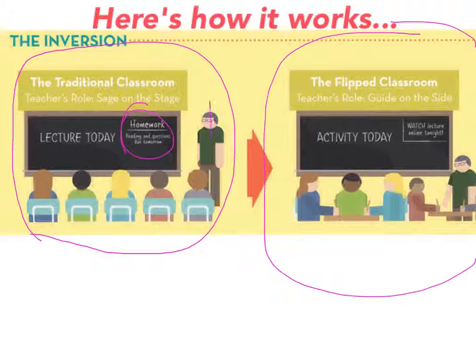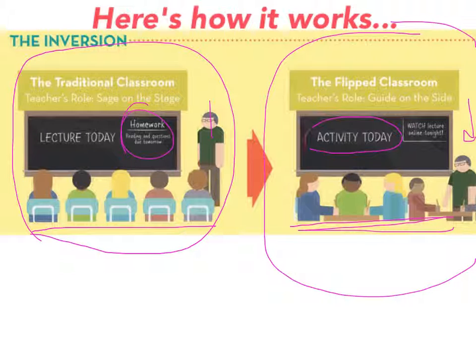In the traditional classroom, the teacher is up front lecturing and the kids are in straight rows, sitting, listening. Look over here. The kids are in groups, talking to each other, helping each other, and the teacher is walking around the room. The activity that you would do at home is done in class, and you listen to the lecture at home. I'll make a video and I'll assign the video for you to watch while you're at home.